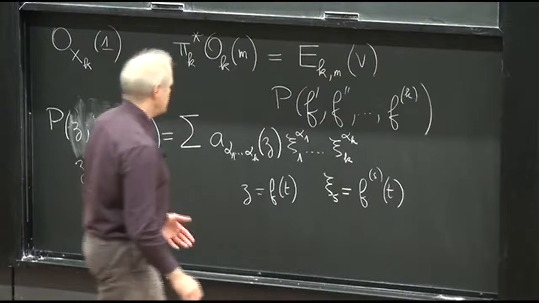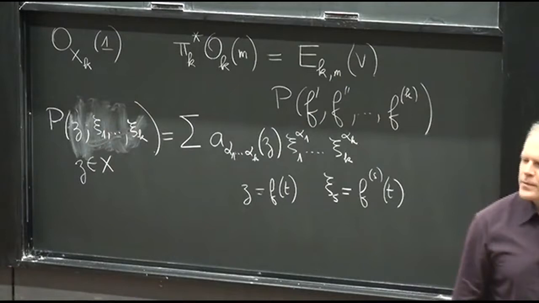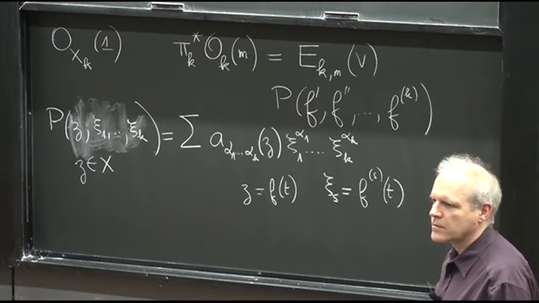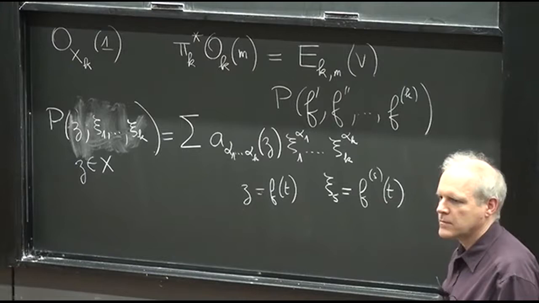Since you emphasize this, is there something wrong with just taking equivalence classes of V-directed curves, where two are equivalent if the difference is of order k plus 1? Then you won't have these local coordinates. Yeah, it's a good one.